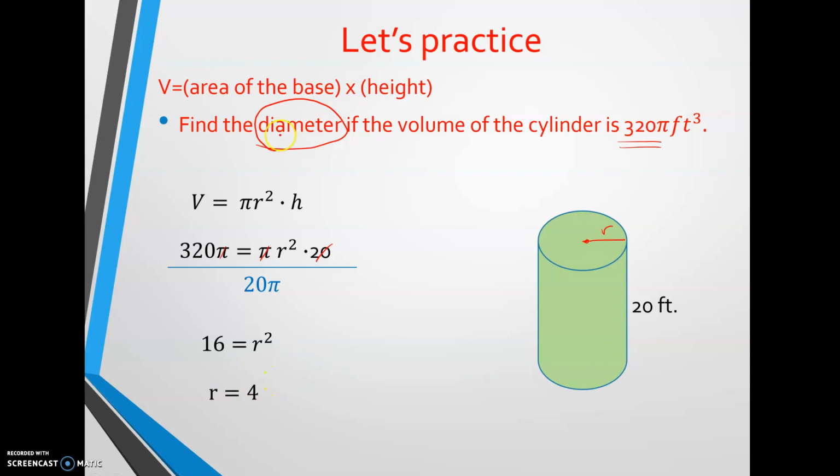My question, though, is asking me to find my diameter. So if I know my radius is 4, I'm going to take this and multiply it by 2, so I know I have a diameter of 8. Be careful: if they're asking you for diameter, you have to multiply it. Sometimes they'll ask you straight for the radius, and sometimes you'll have to find the diameter.